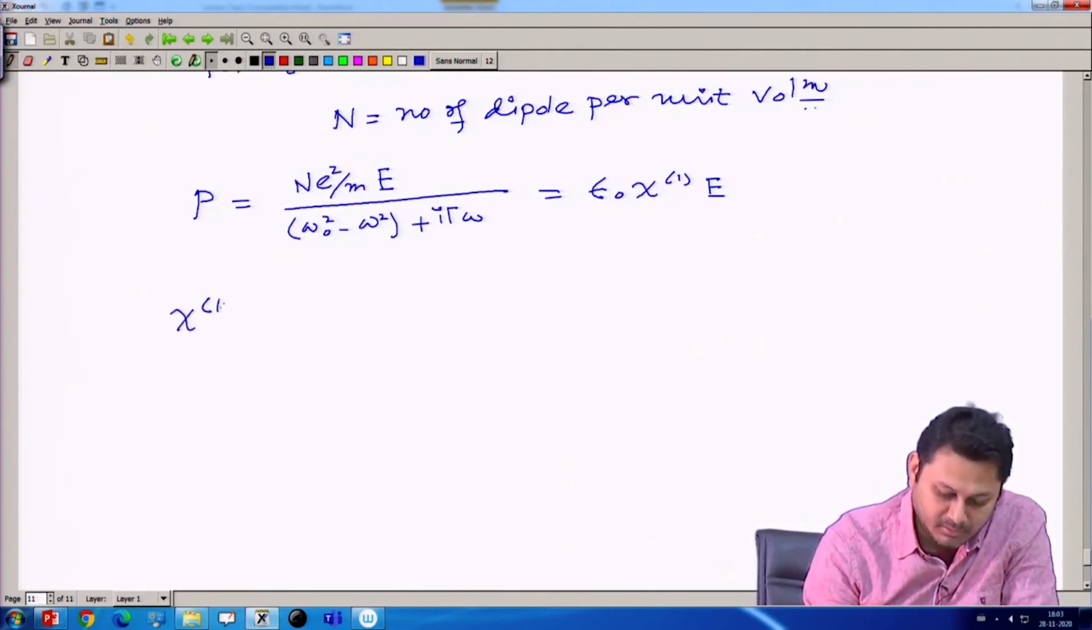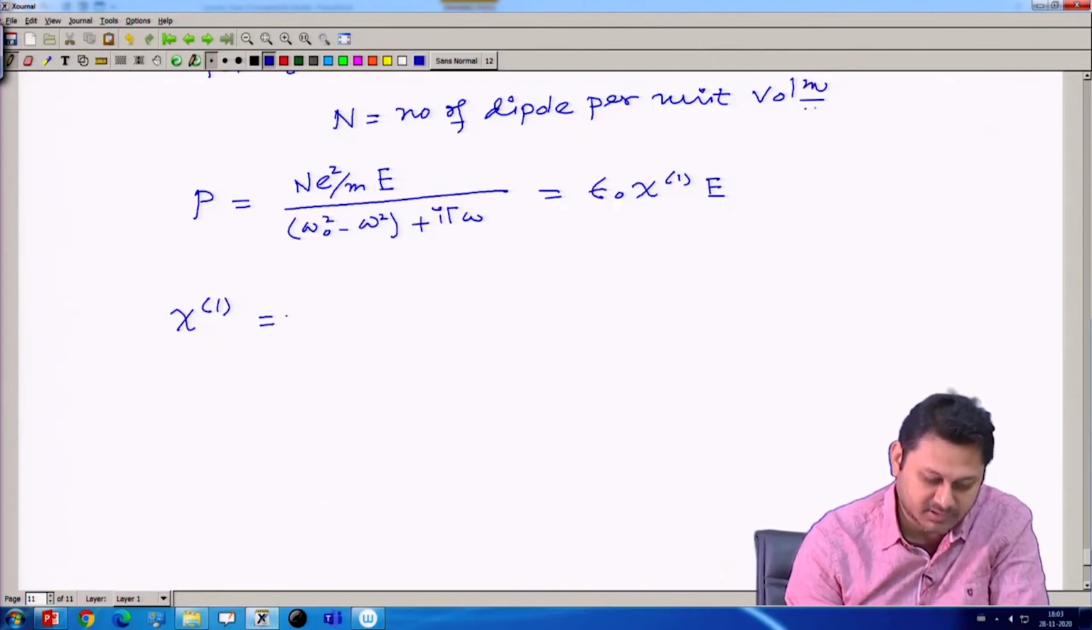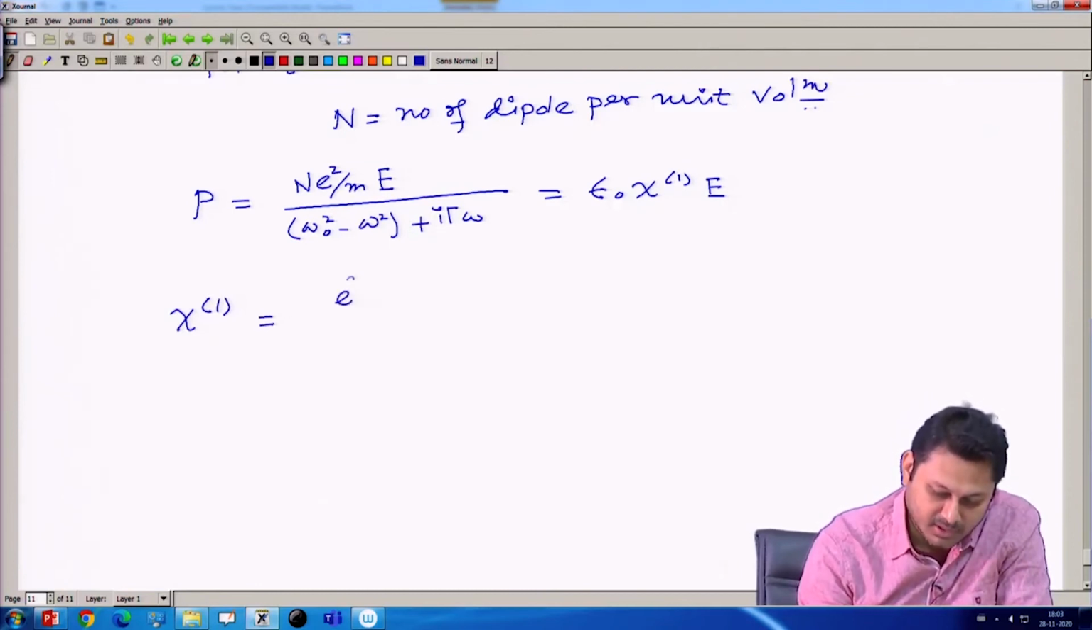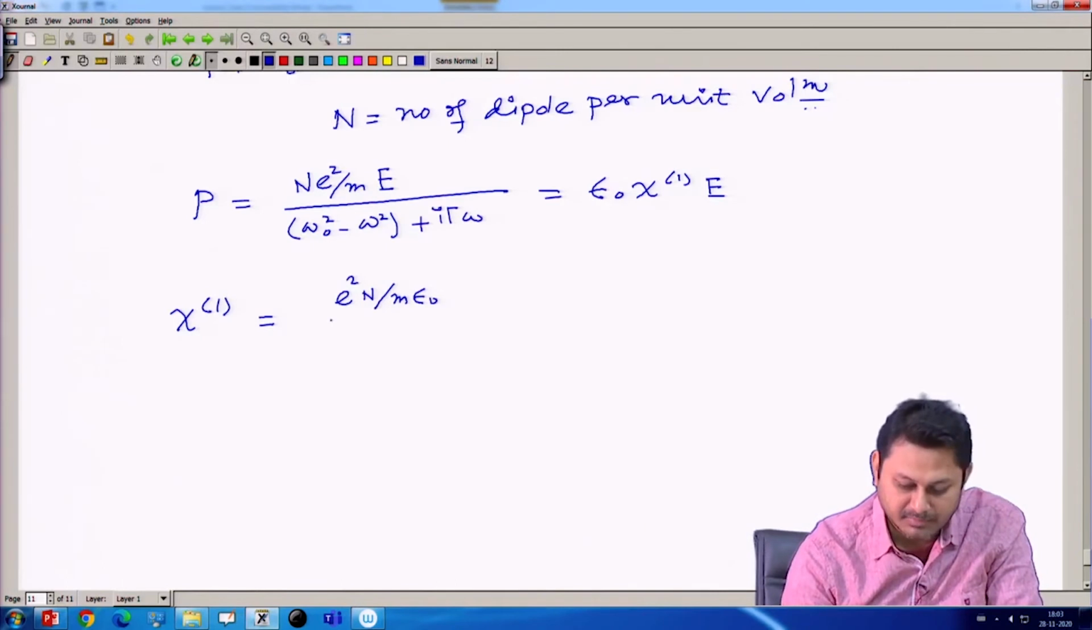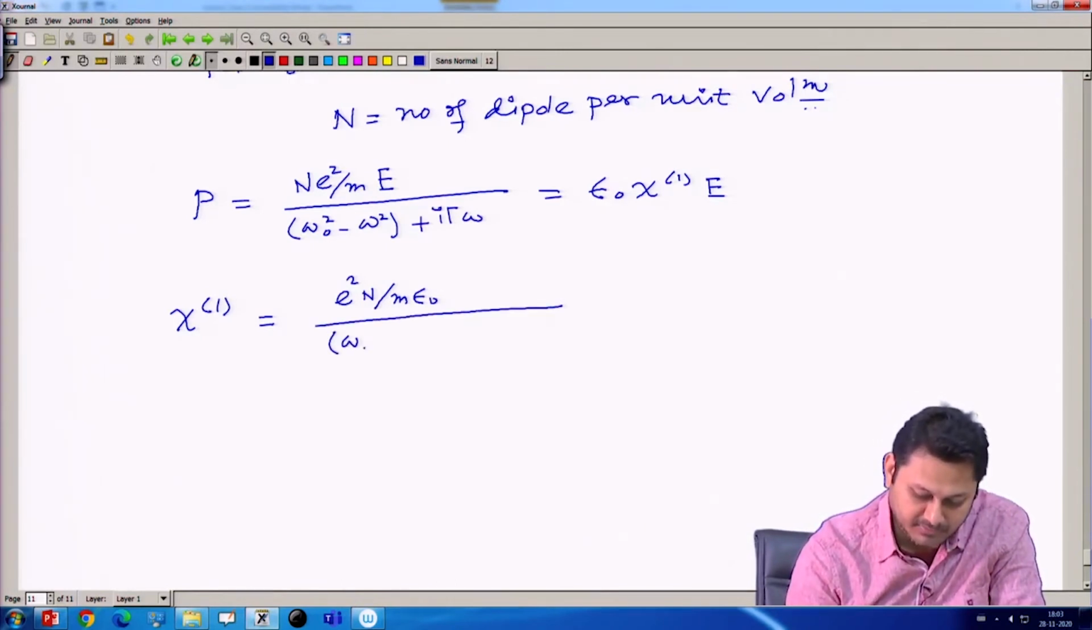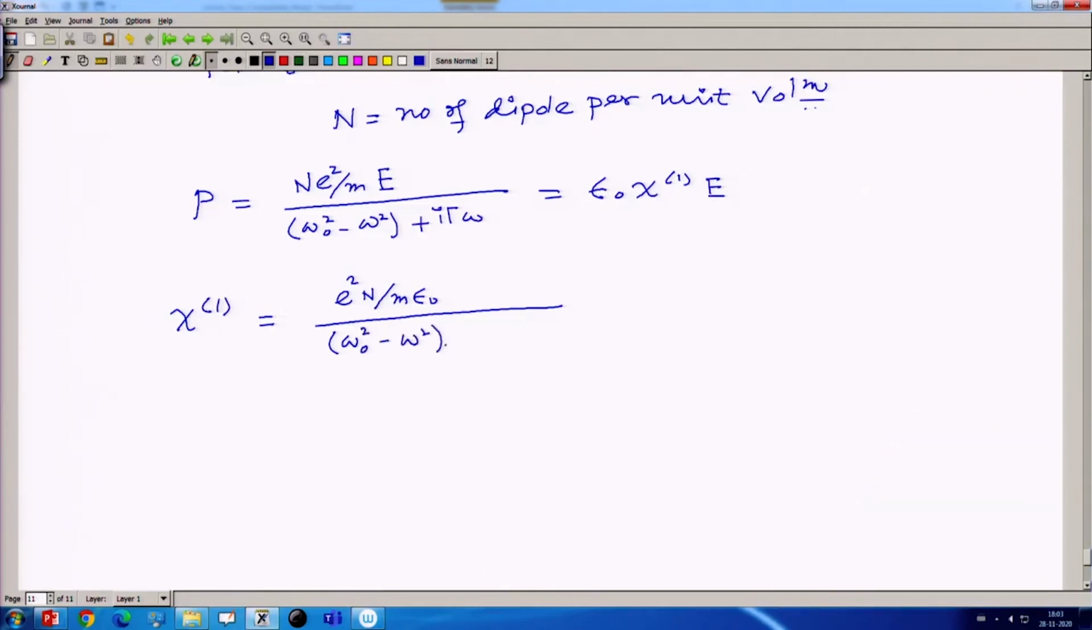My chi 1, the first order susceptibility, is E square n divided by m epsilon 0. I just divide by epsilon 0 and then compare, the whole divided by whatever term I already have, omega naught square minus omega square plus I gamma omega.